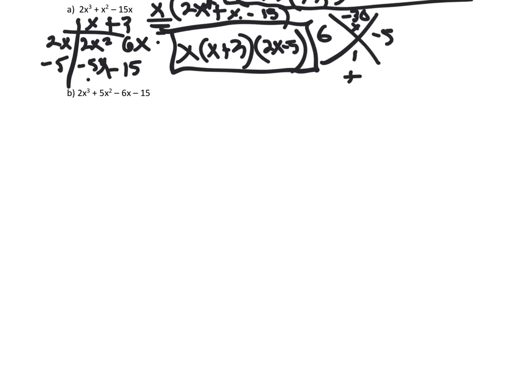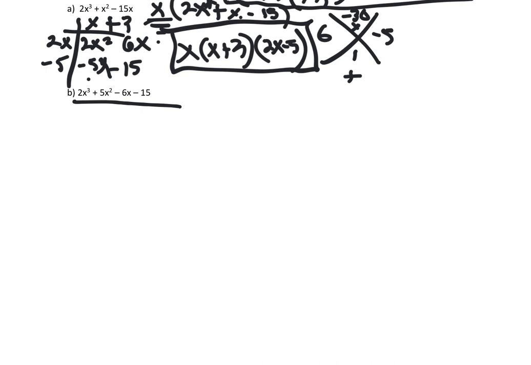Okay, next one. First thing is to note that this thing has 4 terms, so that means it's different from what we've seen previously here. So again, the first thing we look for: are there any common factors that we can factor out of 2x cubed, 5x squared, negative 6x, negative 15? The answer is no. They do not all contain an x, and the 2, the 5, the negative 6, and the negative 15 do not all have a common factor.